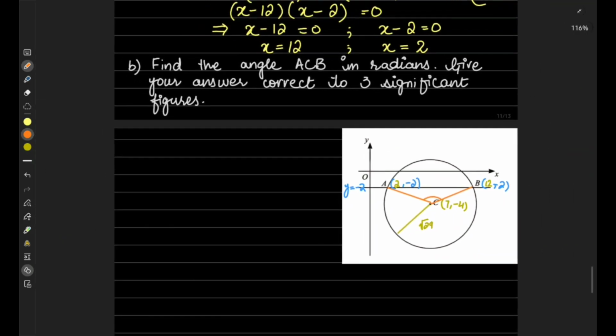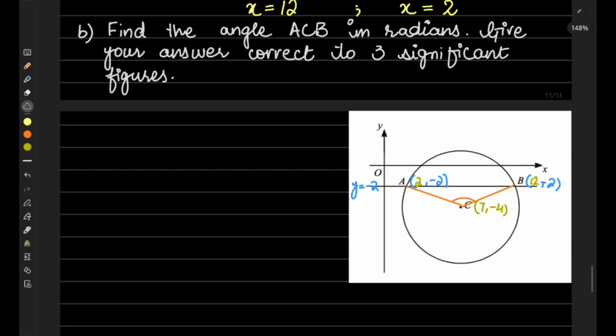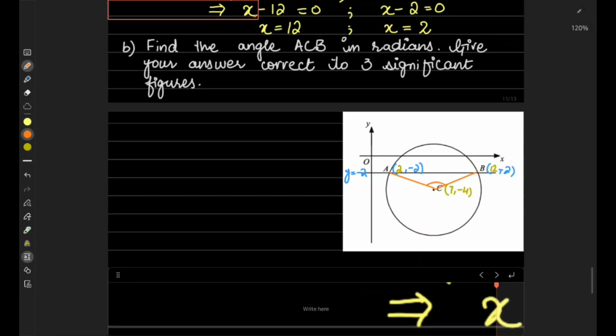Okay, to find this out, first I'm just removing this. This is making it a little confusing. So if I am able to remove this, it would be better. Okay, so the thing is, we need to find this ACB.